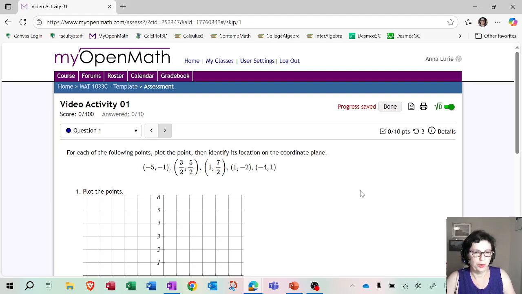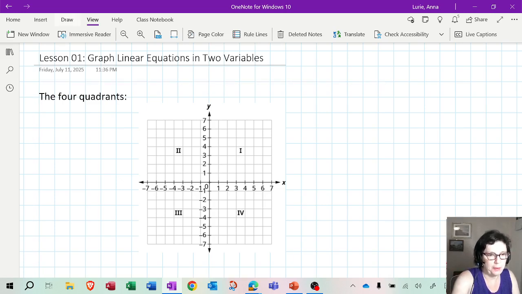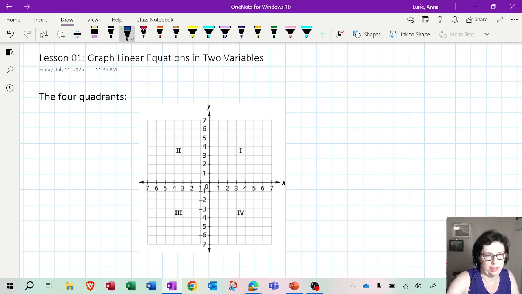Let's talk about quadrants and how we can plot points in MyOpenMath. The first thing you need to know is, as far as the quadrants go, how do we determine whether the point of interest belongs to quadrant 1, 2, 3, or 4? So you can see the picture here in front of you, and imagine drawing a letter C. Okay, so this is the letter C.